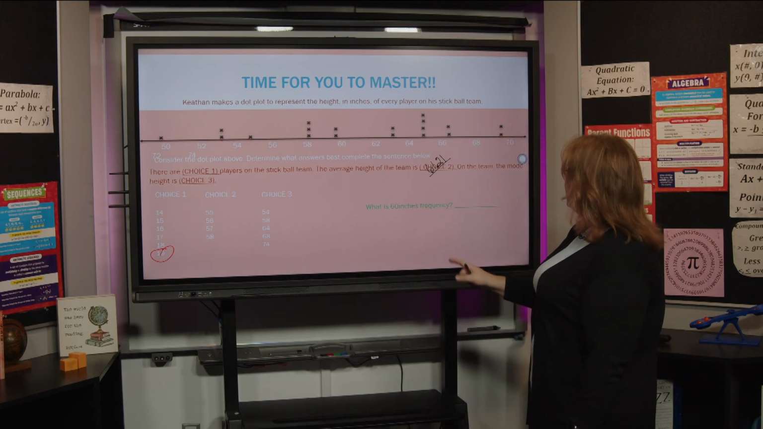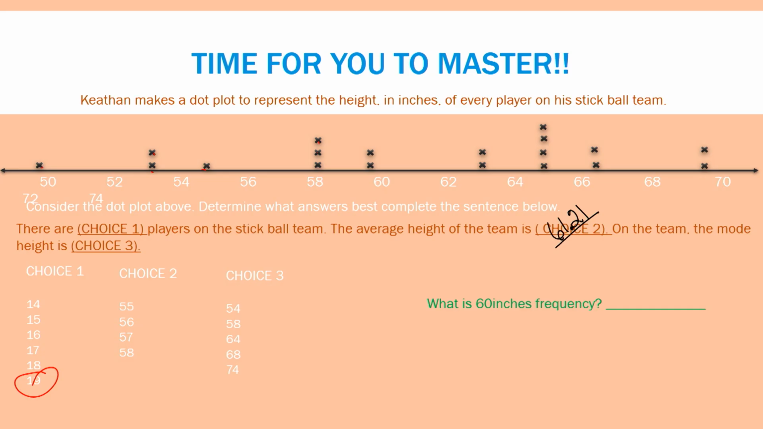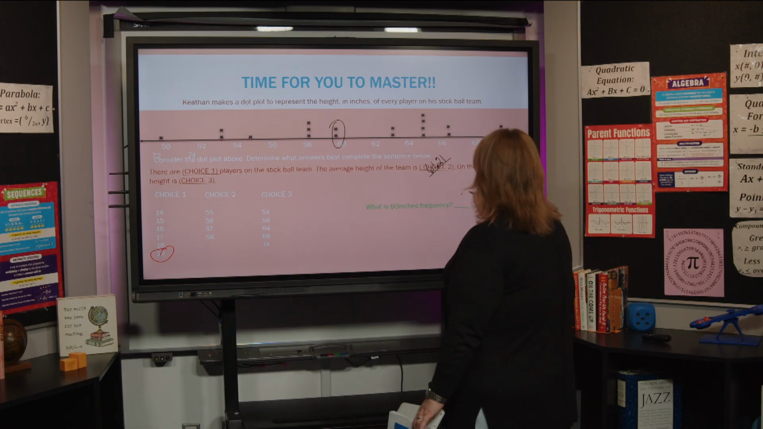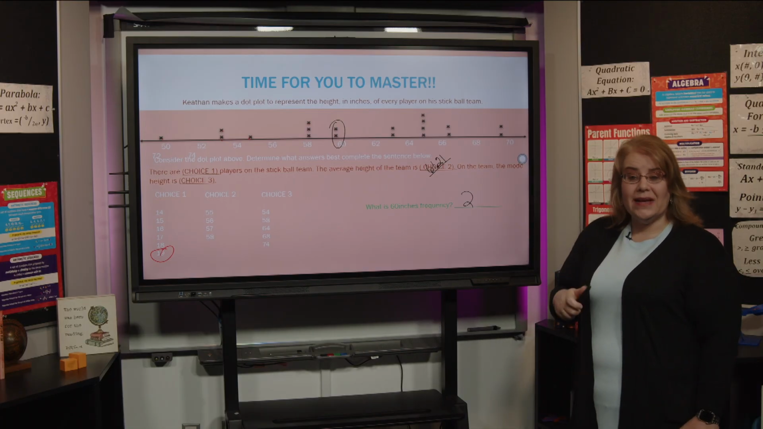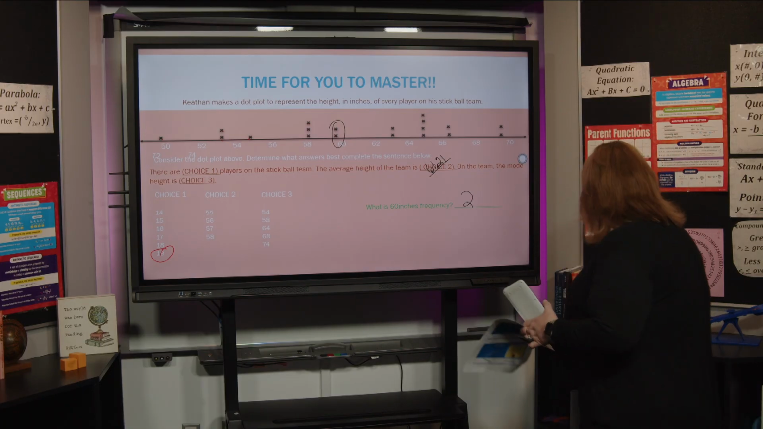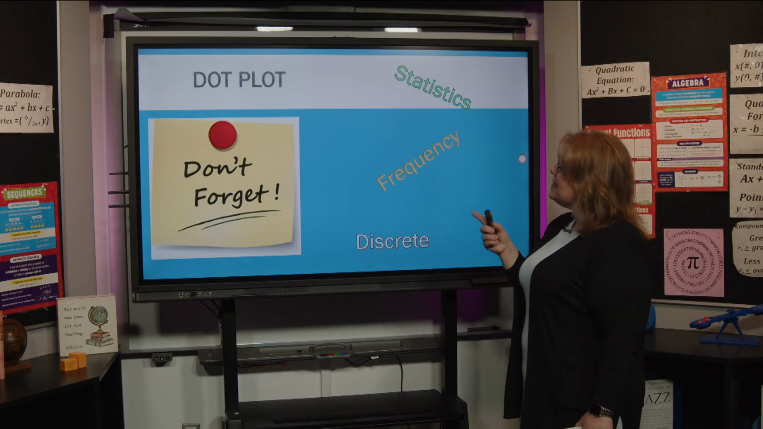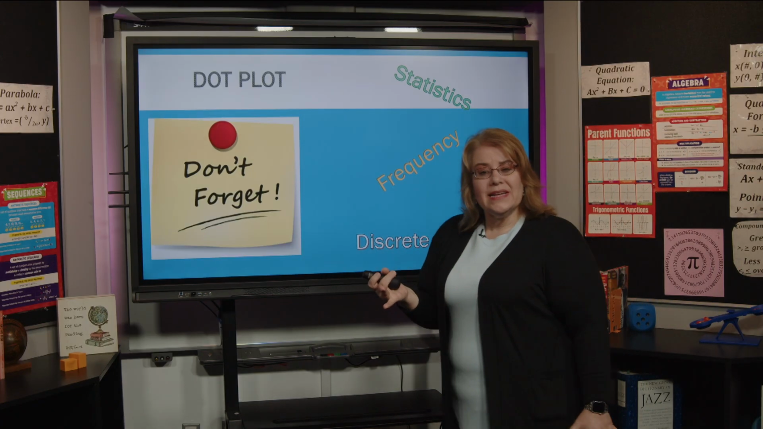So there we go. And it says, what is 60 inches frequency? Well, my frequency is what? 2. I see 2 X's at 60 on my dot plot. So that would be my frequency. Good job.